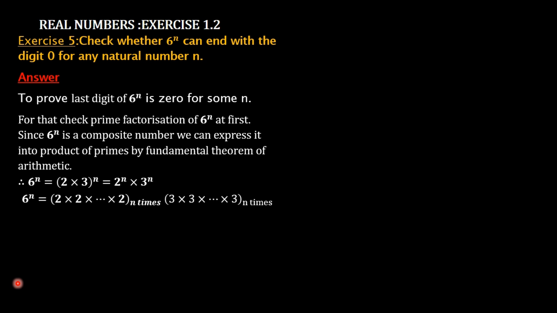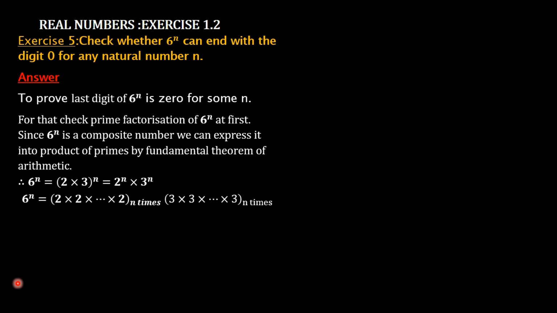Can we get an n such that 6 raised to n ends with digit 0? Here I think it is not possible. Why? In order to end with digit 0, we have to get a multiple of 10 here. Only the multiples of 10 end with the digit 0, or we need a factor like 10 here in order to end with digit 0.